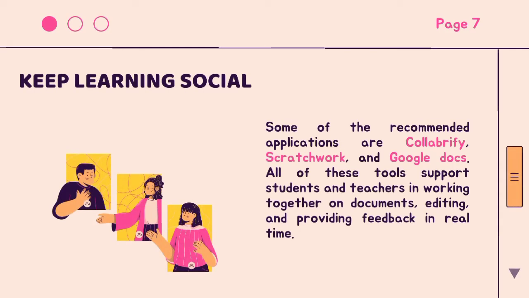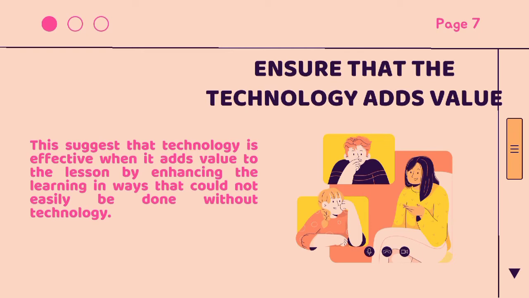But how? Here are some of the applications recommended to achieve this, for example, Collaborify, Scratchwork, and Google Docs. I personally tried Google Docs, and I was able to communicate with my peers or my teammates using Google Docs because whatever they type on that document, I can see it on my end in real time. So it is basically a synchronous activity. All of these tools support students and teachers in working together on documents, editing, and providing feedback in real time.